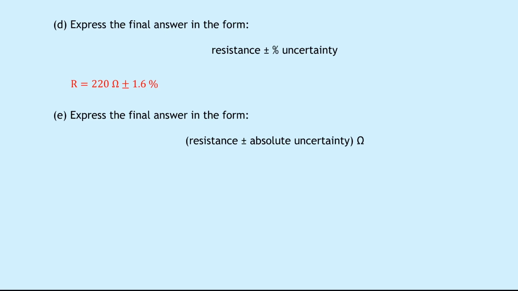And lastly, in part E, it says express the final answer in the form resistance plus or minus absolute uncertainty with the units of ohms at the end. So this is the part where we have to convert back from percentage uncertainty into the absolute uncertainty. So all we do is we take 1.6% of the 220, and that gives us 0.016 times 220, which is plus or minus 3.5 ohms. So this gives us a final answer of R equals 220 plus or minus 3.5 ohms. And in this case, our uncertainty is stated to two significant figures.